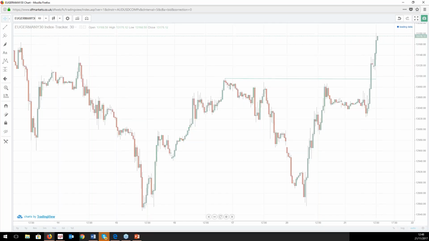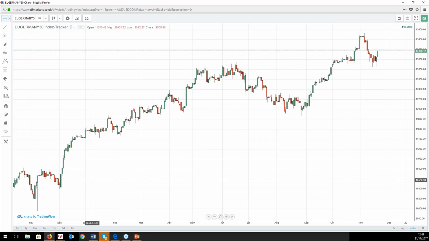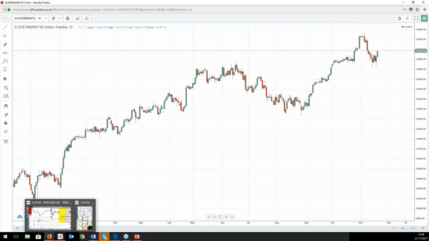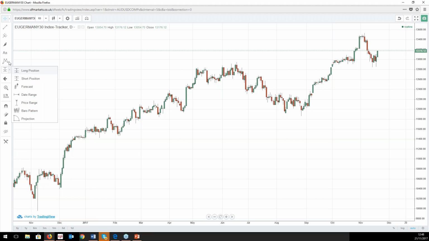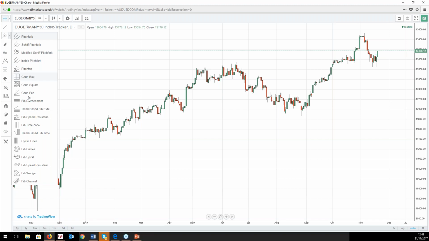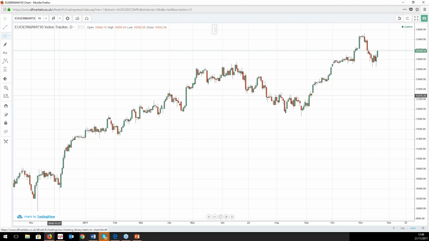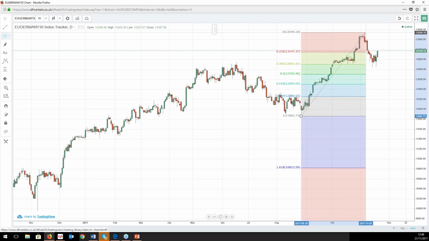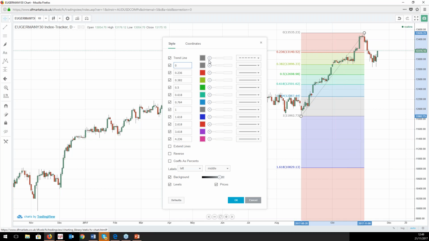If we revert to the daily for the DAX, I haven't got any of my drawings on that particular chart, but here we go, Fibonacci retracements. I think this was the chart that I looked at on the webinar last week. I don't like the way this does these colours, so I always fade them a little bit in the background.